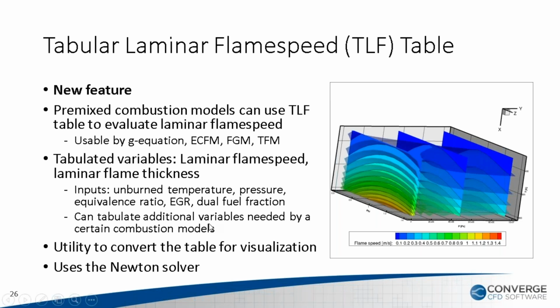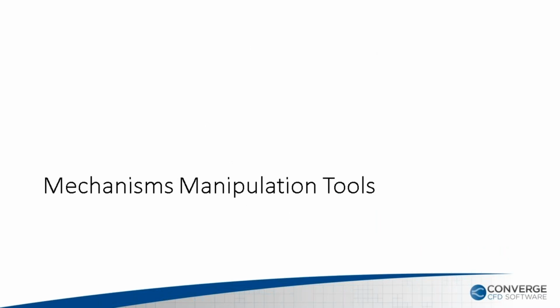For now, the table generation only uses the Newton solver. It does not support the PISO or the hybrid solver yet. But I believe with the sparse solver, the Newton solver is really fast, so that's why we have that option for Newton for now. Okay, so we'll go over the mechanism manipulation tool.